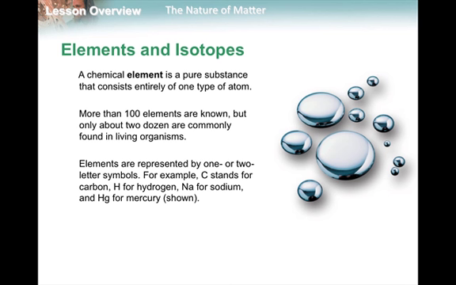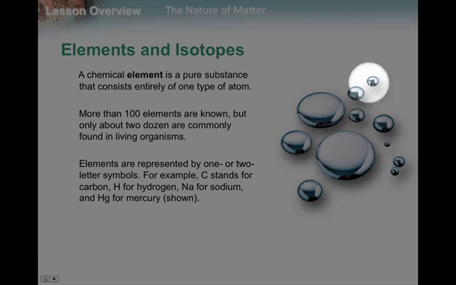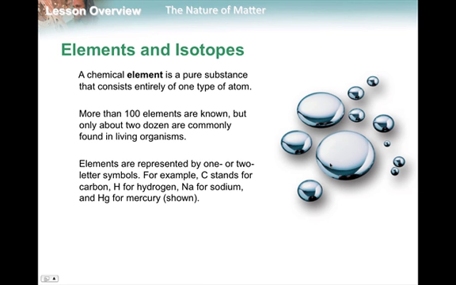If we talk about atoms, there are different types. A chemical element is a pure substance that consists entirely of one type of atom. If we look over here, this element we're looking at is mercury. It's a metal that is actually liquid at room temperature. There are more than 100 elements known, but most of them are not commonly found in nature. There's only a couple dozen that are found in nature.